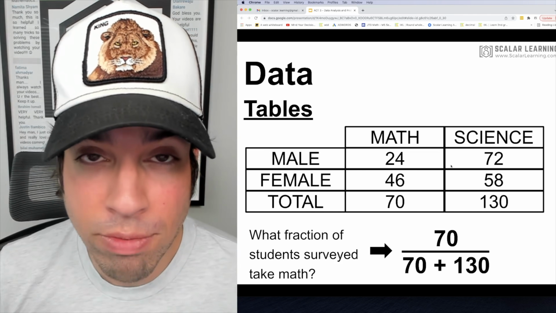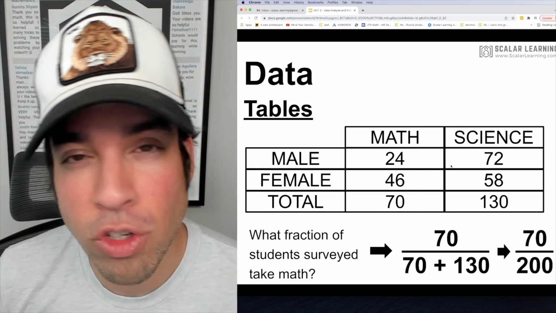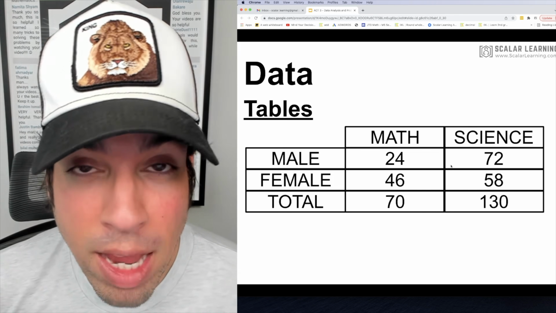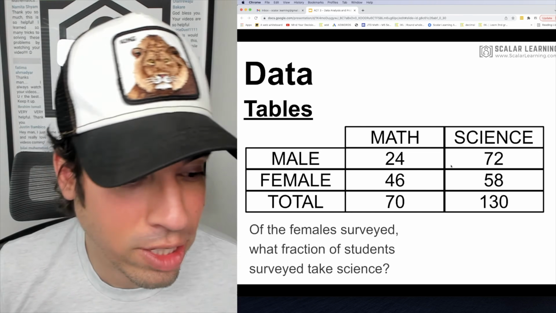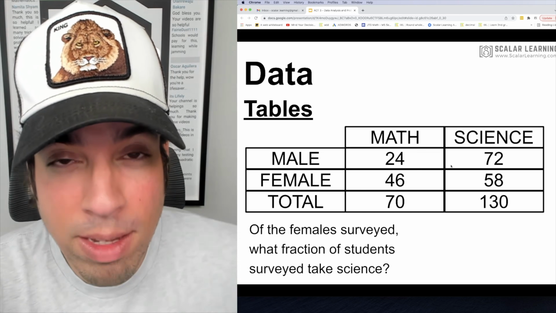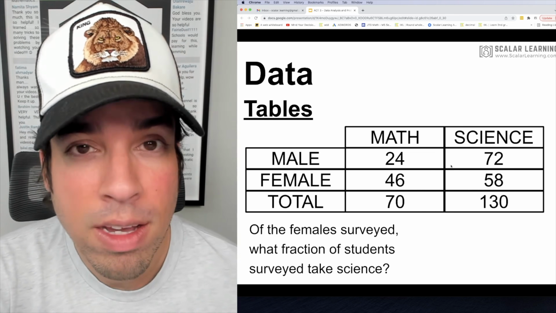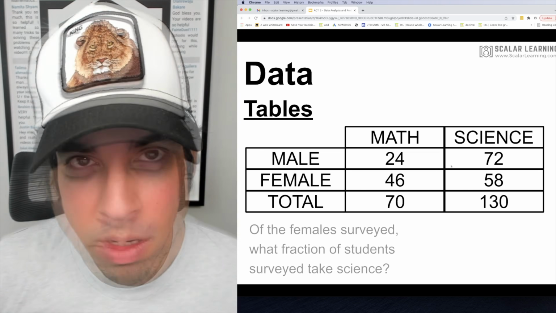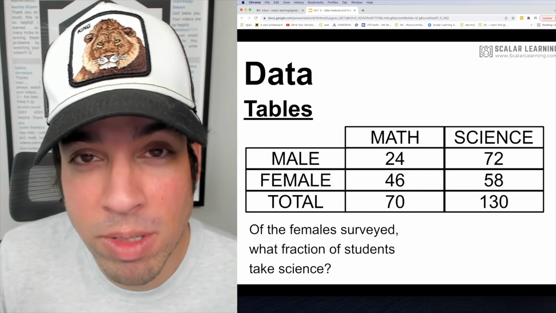So quite literally, the fraction is 70 over 200. Boom, done. Now we're going to take the same table and ask a more specific question. This is very important because with this limiting language, you want to understand exactly how to limit your total value. Now we're going to look at a different type of question from the same data set.